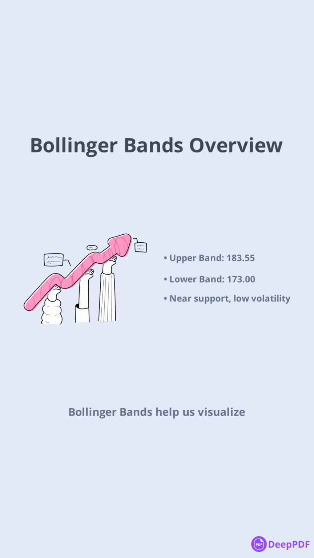Bollinger Bands help us visualize volatility and potential price extremes. For TXN, the upper band is at 183.55, the middle at 178.27, and the lower at 173. The current price is very close to the lower band, suggesting the stock is near a potential support level and may be oversold. The band width is relatively narrow, indicating reduced volatility. This setup often precedes a breakout or reversal, so it's worth monitoring closely.